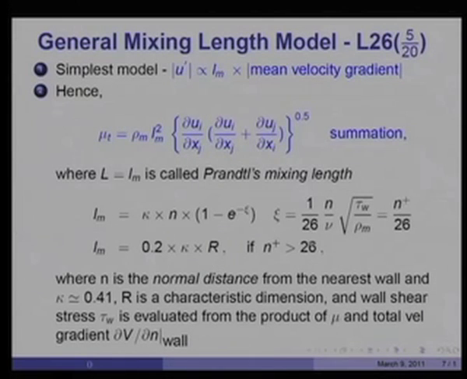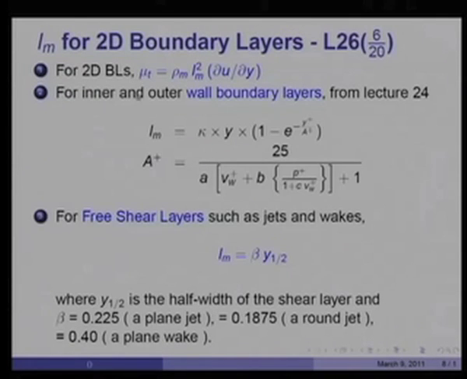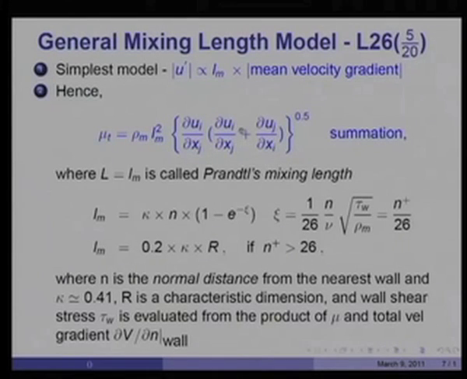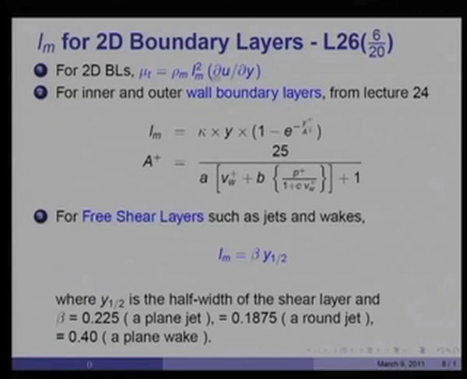Now, the wall shear stress that is required here is calculated simply as the product of mu multiplied by the total velocity gradient at the wall, that is the normal velocity gradient at the wall. So, the model is now implementable because the velocity distributions would be available from the solution of momentum equations, and the stresses in them would be modeled through mu t times this, and therefore tau wall can always be recovered. For two dimensional boundary layers, this mu t, which we had represented for the general three dimensional flows, would become simply rho L m squared du by dy.